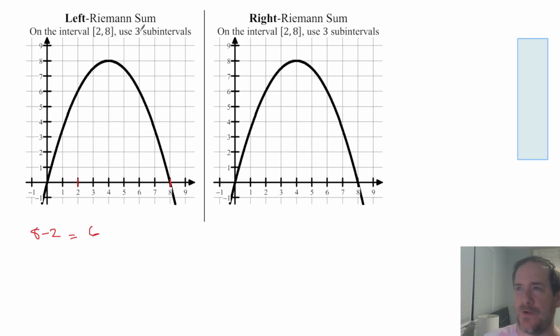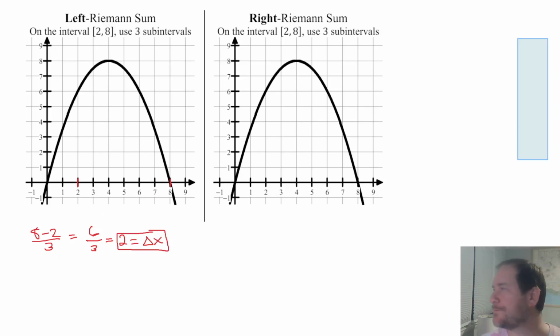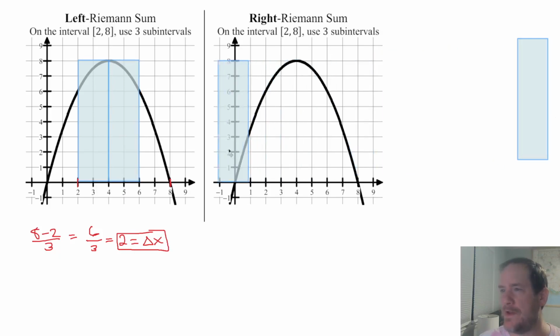And it says up here they want us to use 3 sub-intervals. So if I divide this 8 minus 2 by 3, that's 6 divided by 3, that's 2. That's a measurement that we're going to want to call delta x. And essentially it tells us how wide we want each of our rectangles to be. Speaking of rectangles, we would want one rectangle between 2 and 4, the next one between 4 and 6, and the next one between 6 and 8.